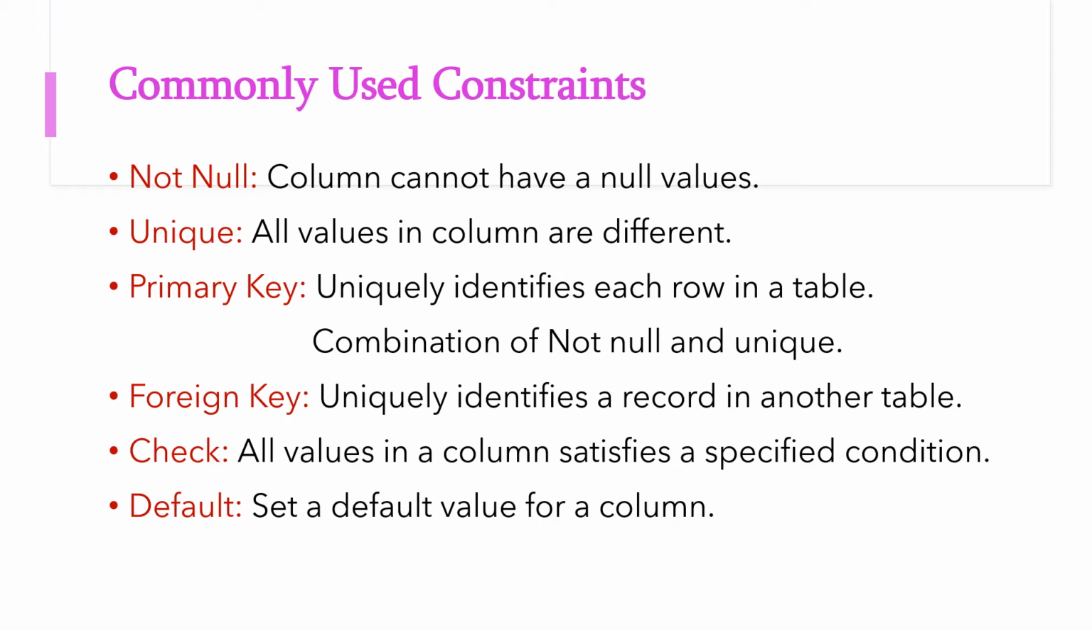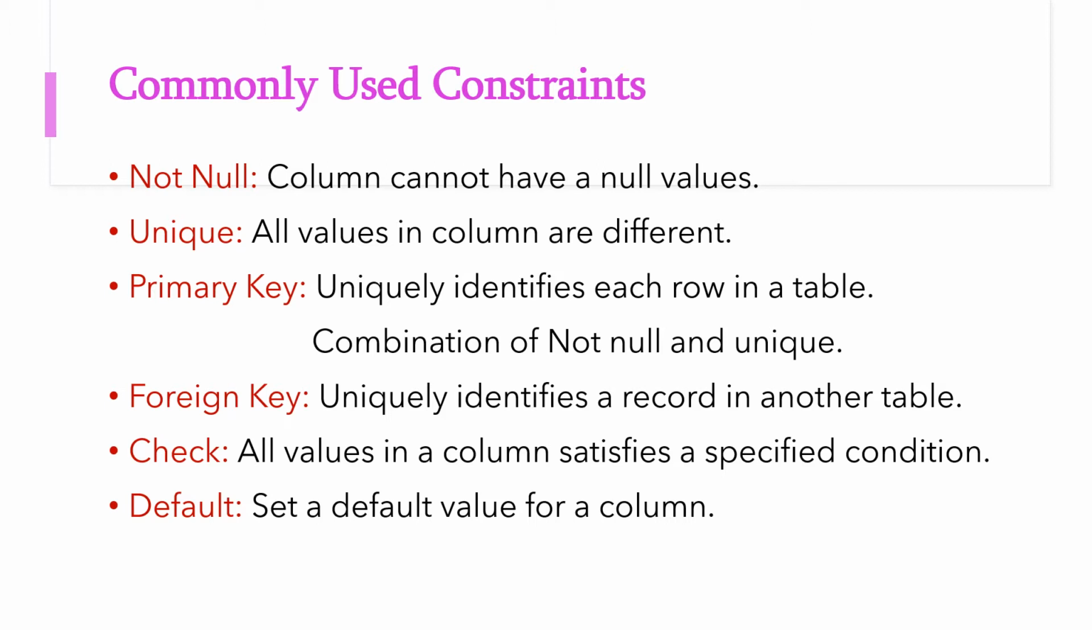Not null. The not null constraint ensures that the column cannot have null values. Unique constraint. It ensures that all values in the column are different. Primary key. It is used to uniquely identify each row in a table, and it is a combination of not null and unique constraints.